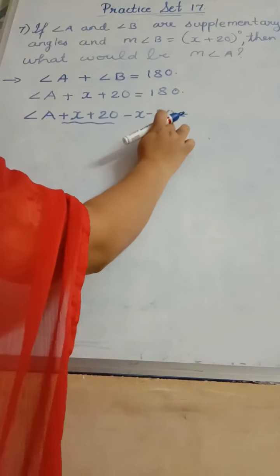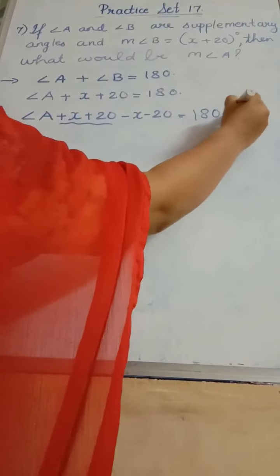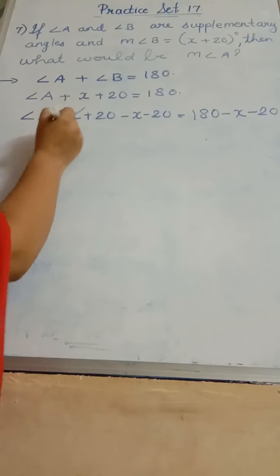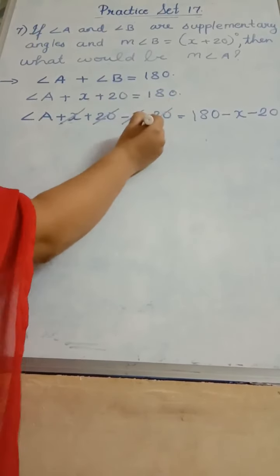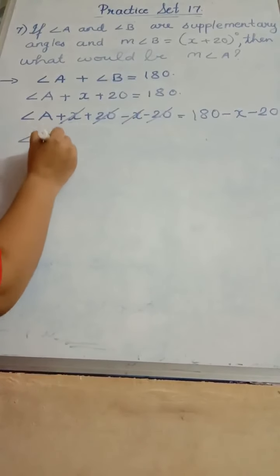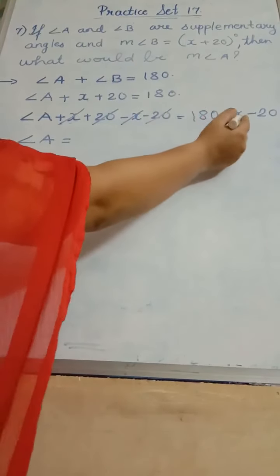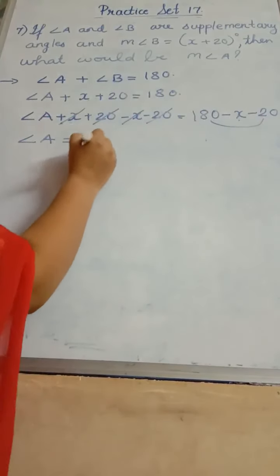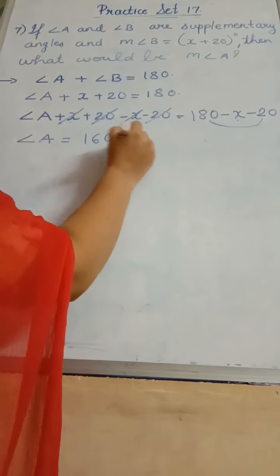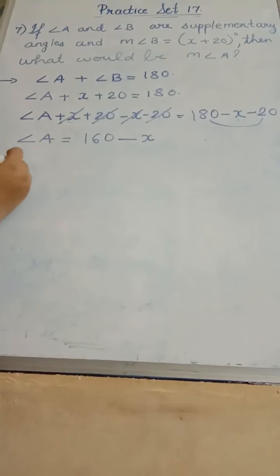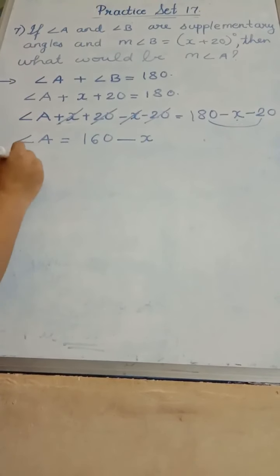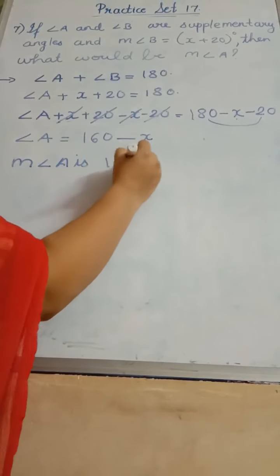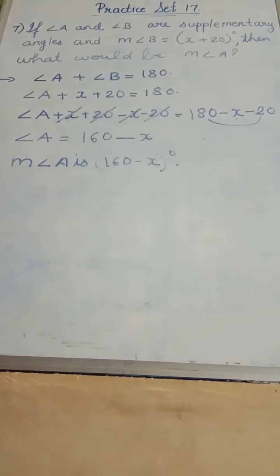Is equal to. Now did you add this part here? So on the other side also you will give the same thing, minus x minus 20. Did you understand? Now plus minus will go, plus minus will go. So what will remain here? Angle A is equal to. Alphabets we cannot subtract, but numbers can we subtract? So 180 minus 20 is 160 minus x. Therefore, the measure of angle A is 160 minus x degrees. Did you understand here?